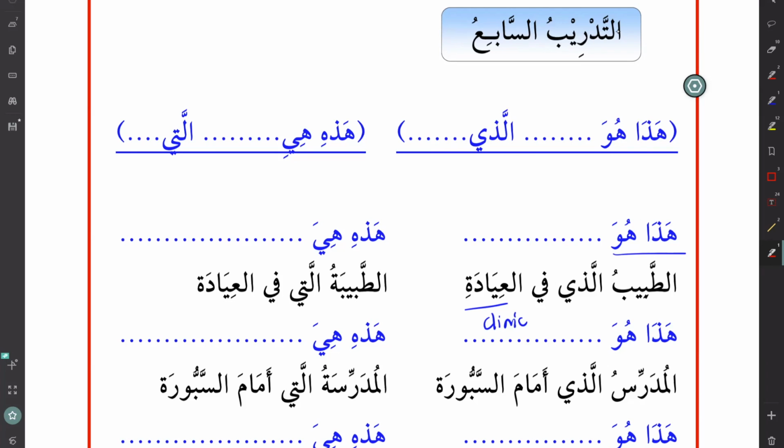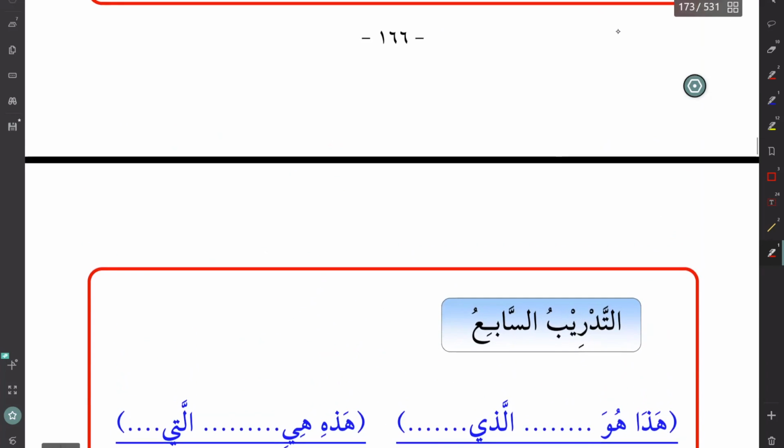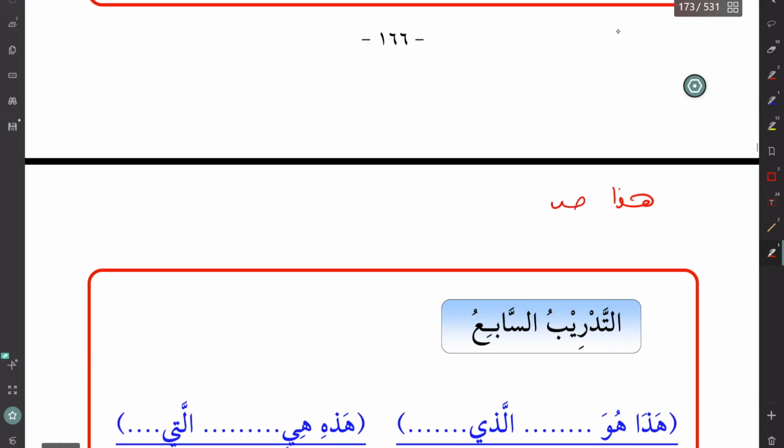Now, when you want to say this is the doctor, you have to say هذا هو الطبيب. Because if you say هذا طبيب, what does it mean? It's a sentence. We have the first one definite, هذا, and the second one indefinite. You're making a sentence. So you're saying this is a doctor, right? We have talked about this kind of sentence before.